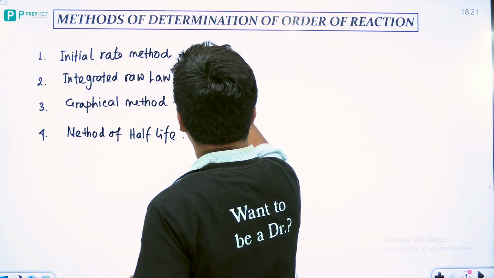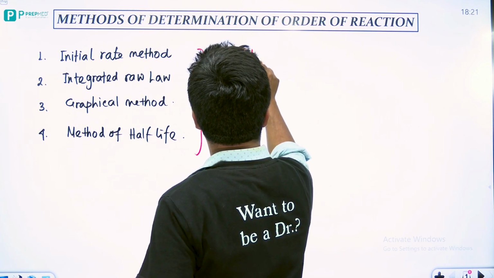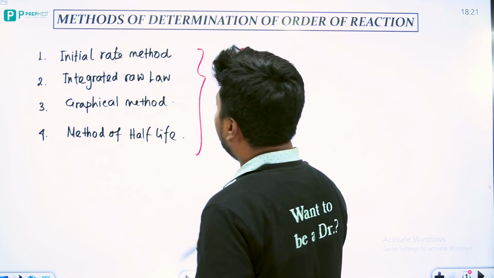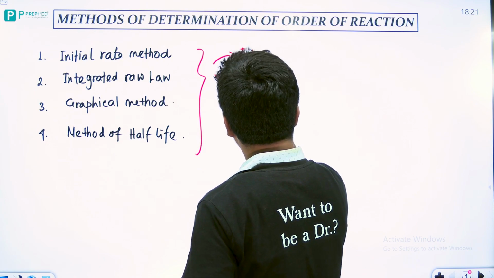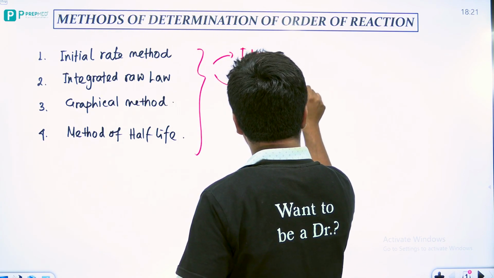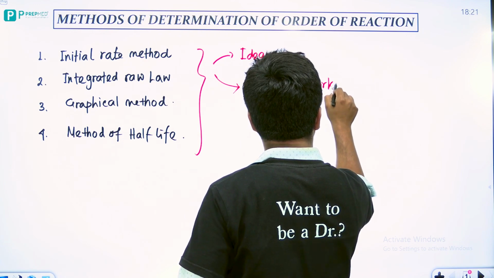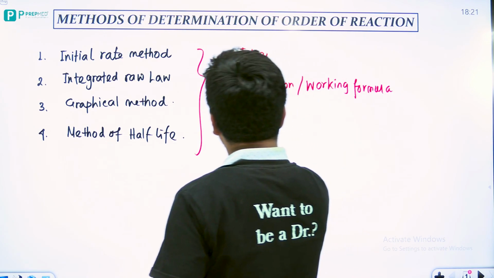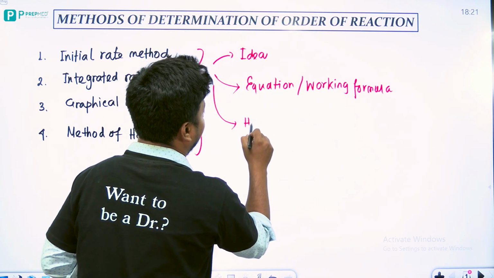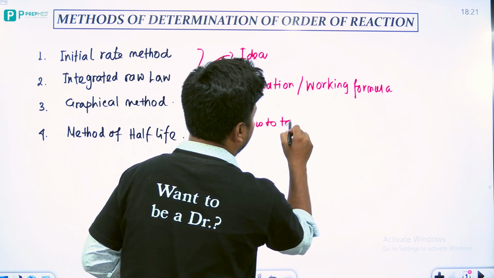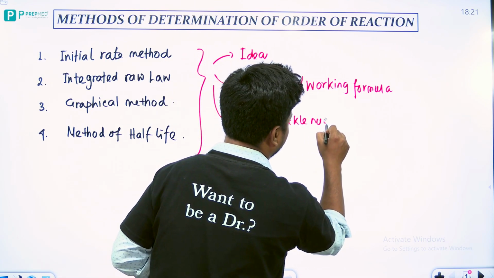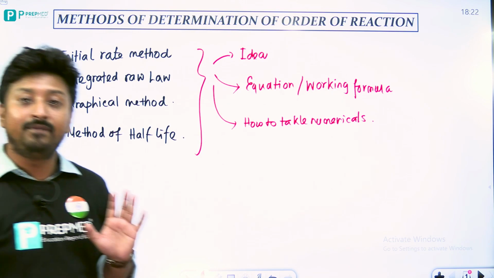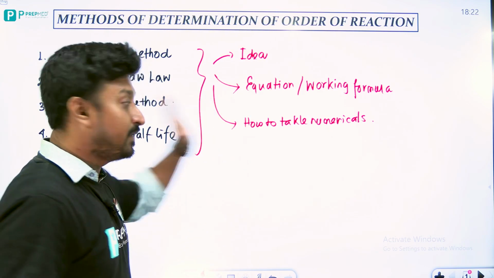From these methods, number one, we need the idea of what exactly it is. Number two, we need the equation, or I would say the working formula. And number three, we need to know how to tackle problems, how to tackle numericals. So these three things we basically need for this particular process.